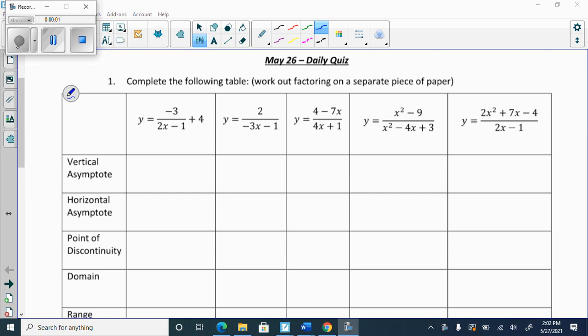Have a vertical asymptote, the horizontal asymptote, point of discontinuity, domain, and range. So the first one is in transformed form. We agree? Transformed form will not have points of discontinuity because it's transformed form. So that's out.